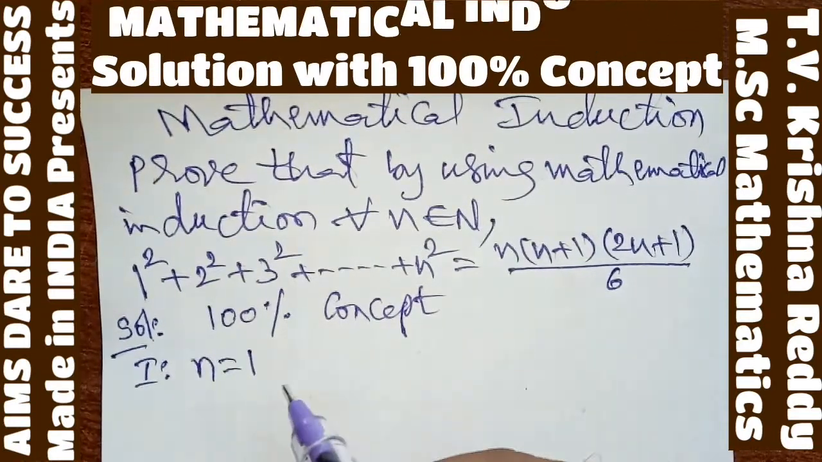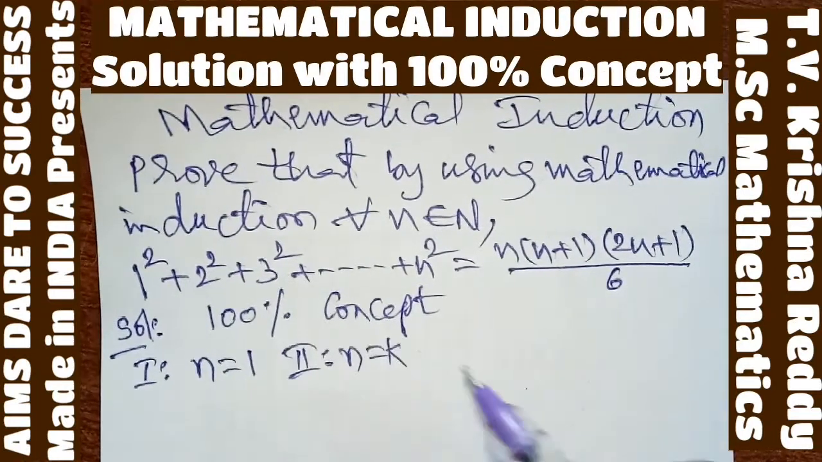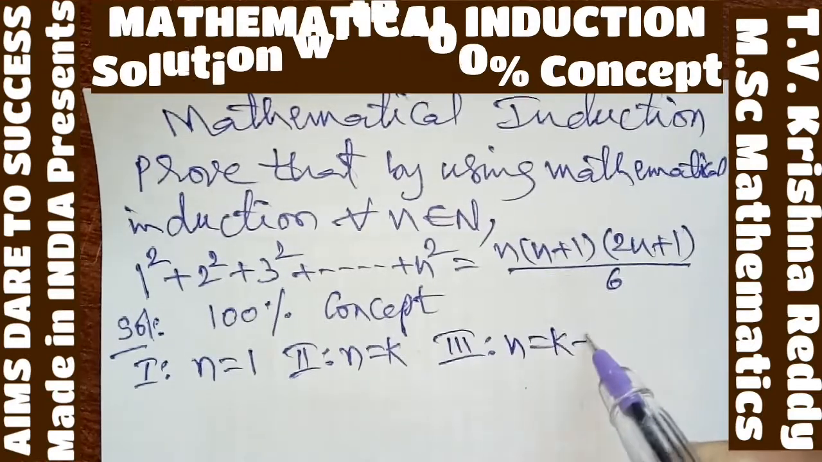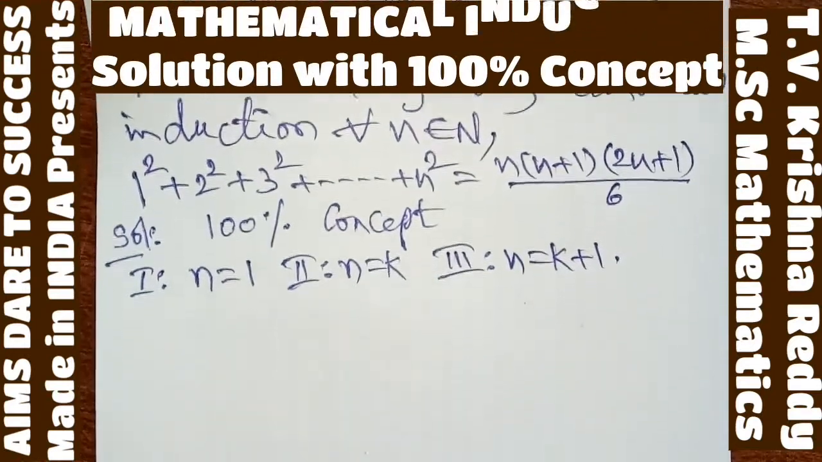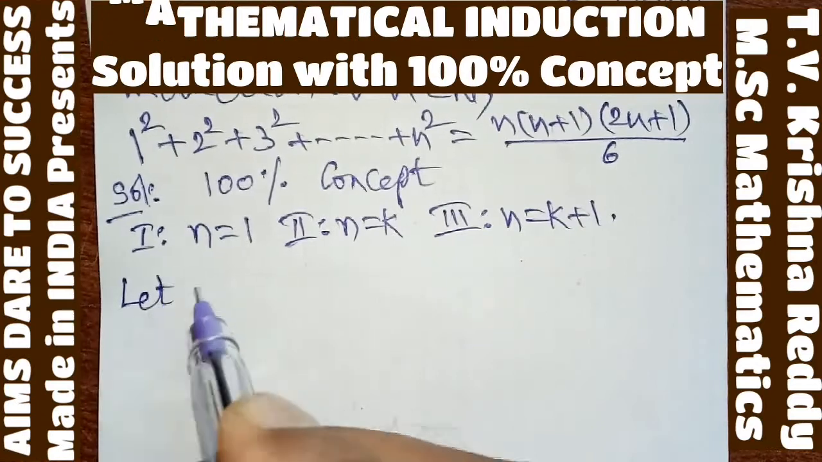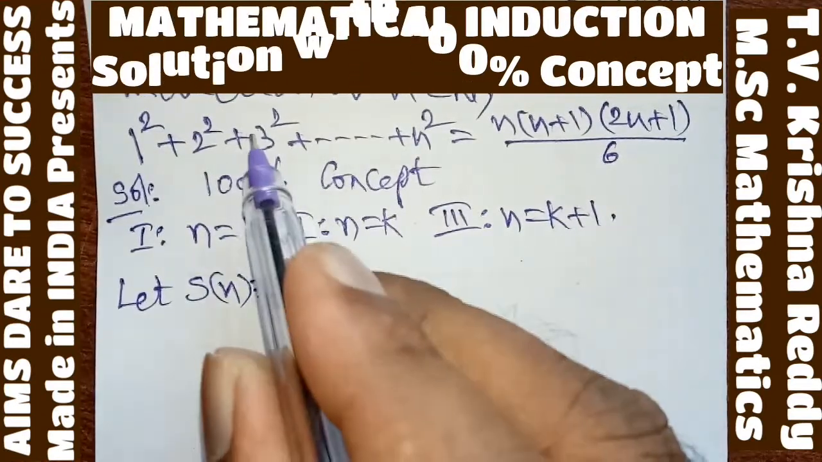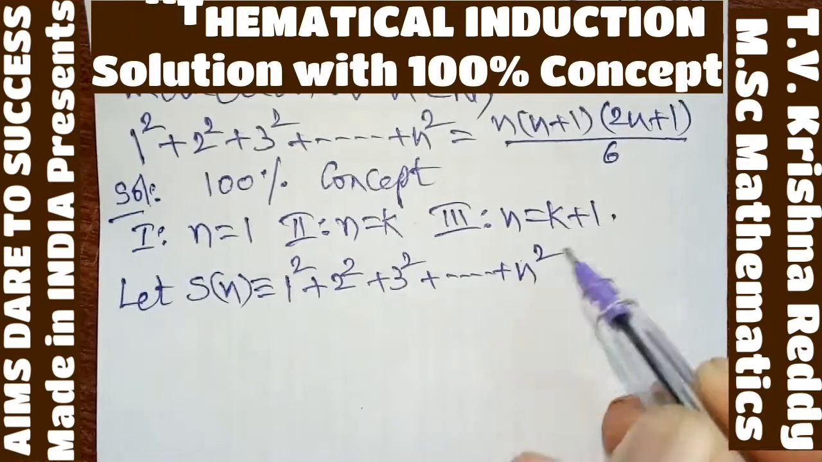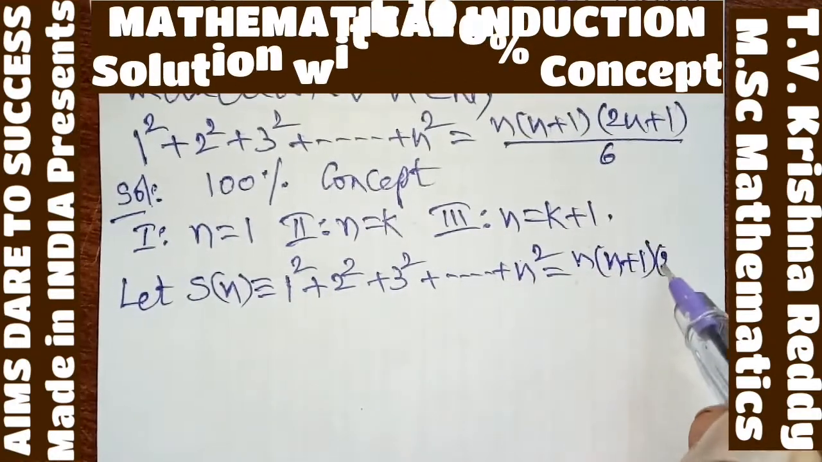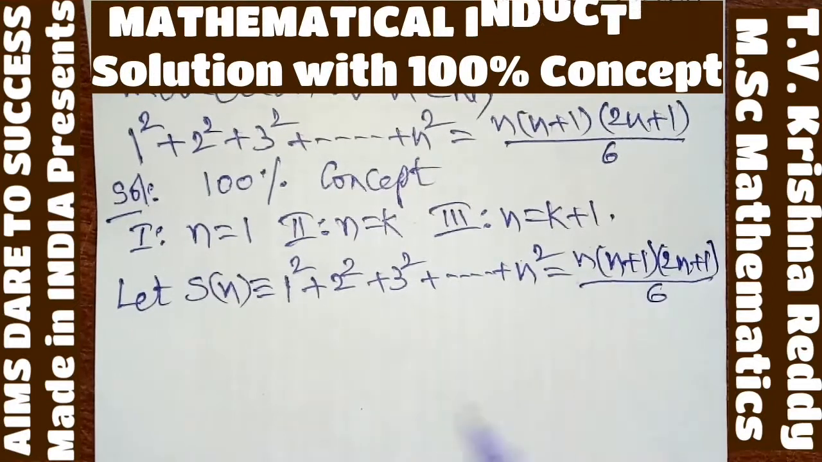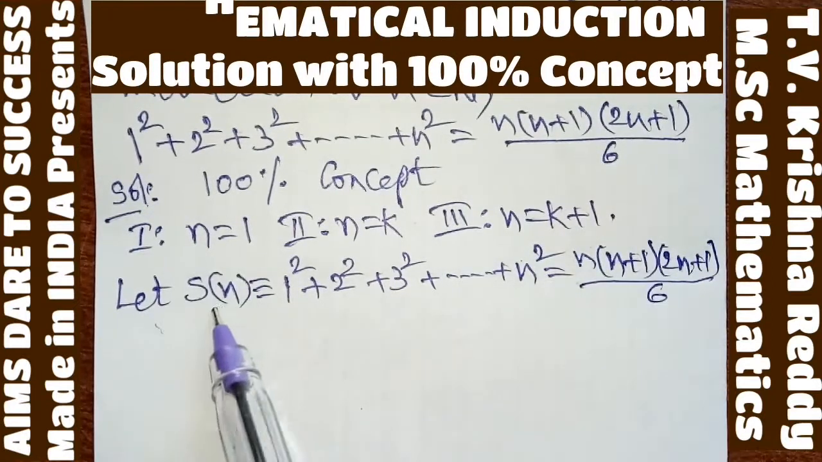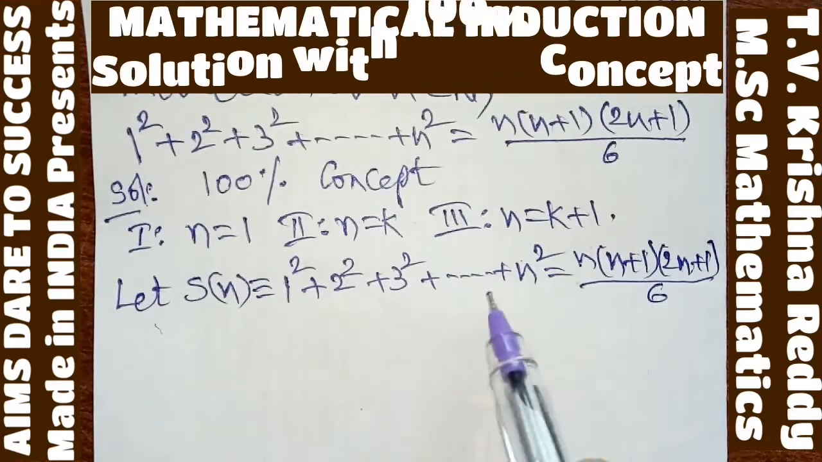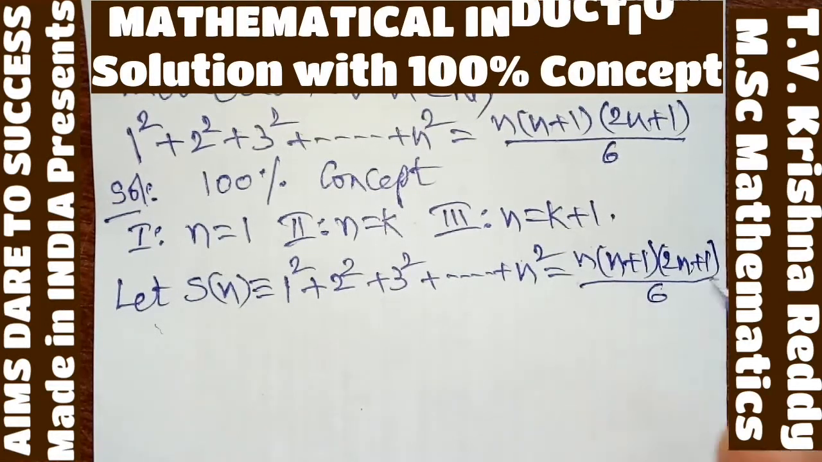Step 1, n is equal to 1. Step 2, n is equal to k. Step 3, we can prove n is equal to k plus 1. Now I wanted to tell you step 1. The given value can be written as S of n is equal to 1 square plus 2 square plus 3 square plus and so on plus n square is equal to n into n plus 1 into 2n plus 1 by 6.